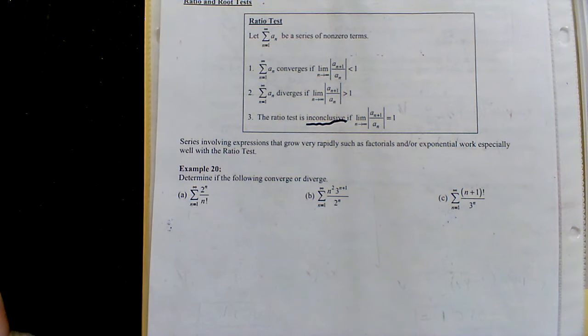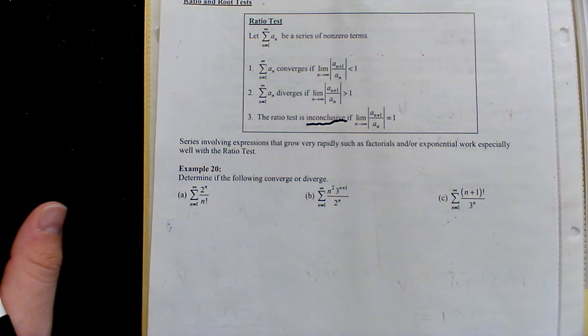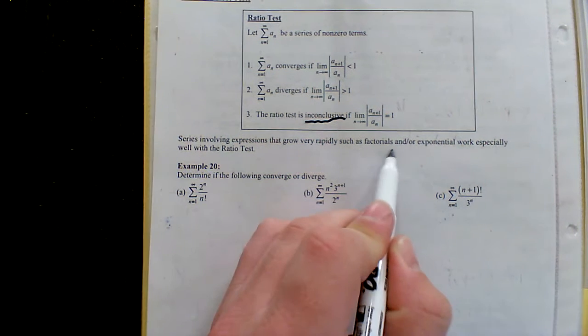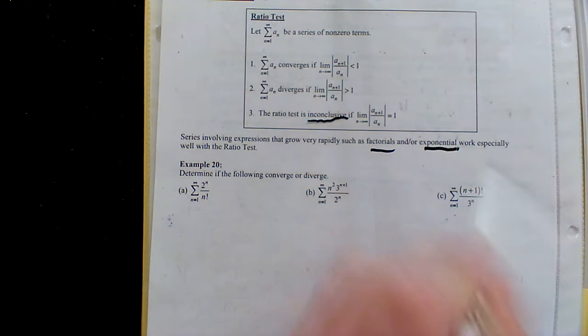We're not sure. Okay? So this ratio test is for series involving expressions that grow very rapidly, such as factorials or exponentials. So that's going to be really important. When you see a problem that involves, especially both of them, factorials and exponentials, the ratio test is probably the way to go. It'll probably be the easiest way to go. So these problems, once you get them set up, really aren't too difficult to do. A lot of stuff is going to simplify and give you pretty simple answers. Okay?